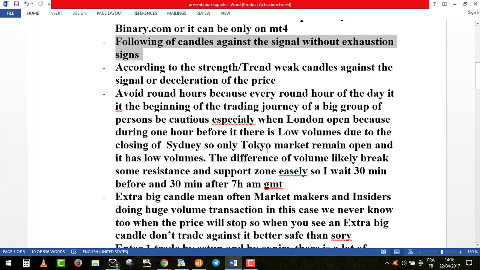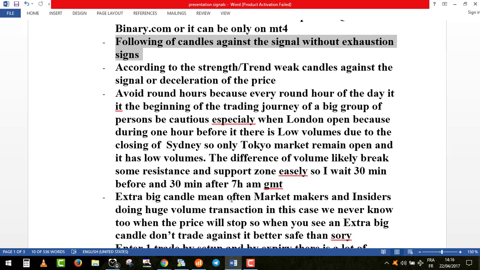Now about the time. Every round hour, like 1 a.m., 2 a.m., 3 a.m., and etc., is the beginning of the trading day for a very big number of people at a specific place around the world. It means when it's 1 a.m. GMT, it is the beginning of the working day, 8 a.m., for someone around the world.